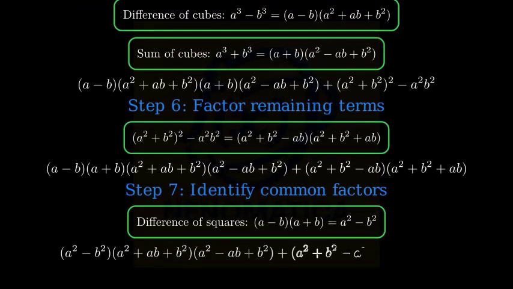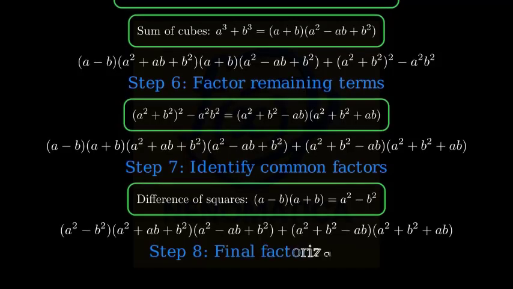This gives us (a squared minus b squared) times the product of (a squared plus ab plus b squared) and (a squared minus ab plus b squared), plus the product of (a squared plus b squared minus ab) and (a squared plus b squared plus ab). We're getting closer to our final factorization.